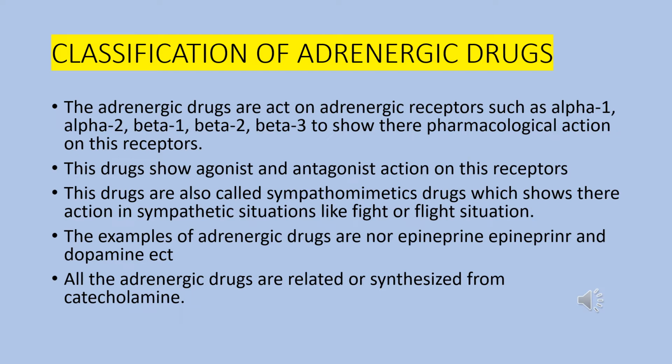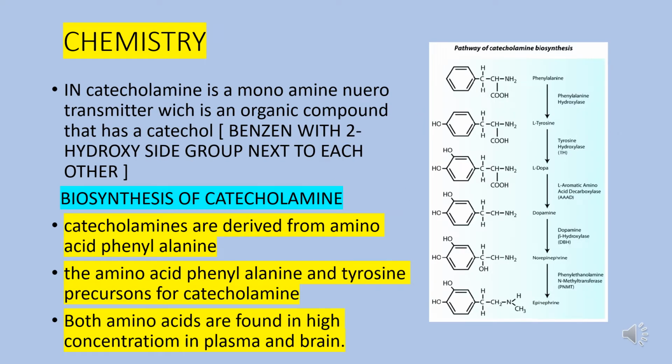The examples of adrenergic drugs are norepinephrine, epinephrine, and dopamine, etc. All the adrenergic drugs are related to or synthesized from catecholamines. Chemistry. A catecholamine is a monoamine neurotransmitter, an organic compound that has a catechol benzene with two hydroxy side groups next to each other.